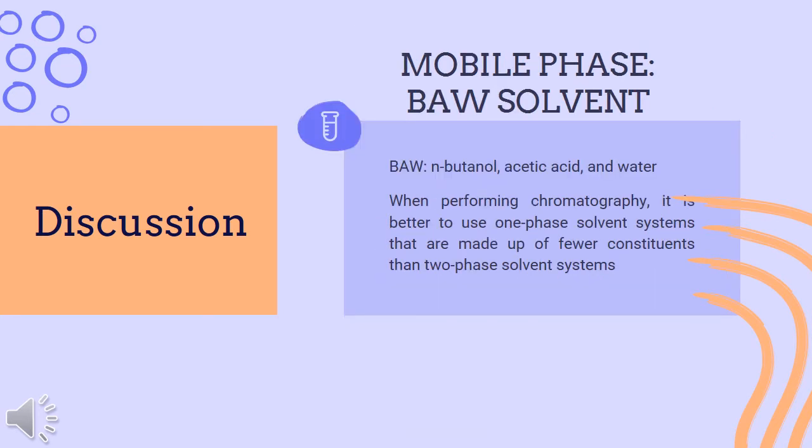Next is the mobile phase, which is the BAW solvent, which again is a mixture of butanol, acetic acid, and water. BAW was used since it is a one-phase solvent, or a solvent which is made up of fewer constituents. These types of solvents are favored because of their stability and ability to provide more accurate results.